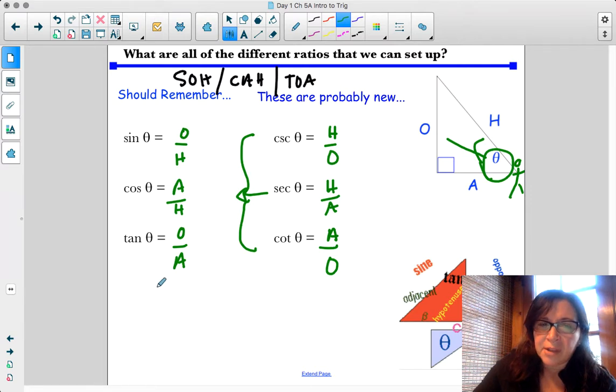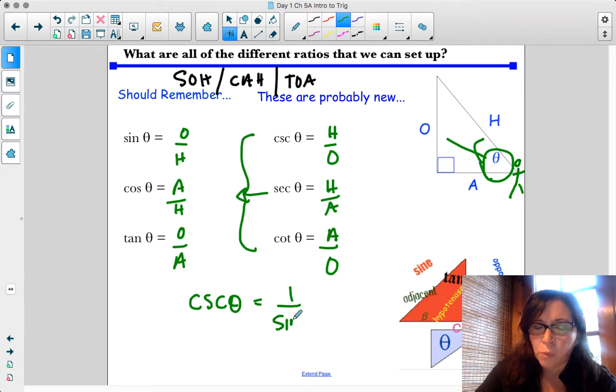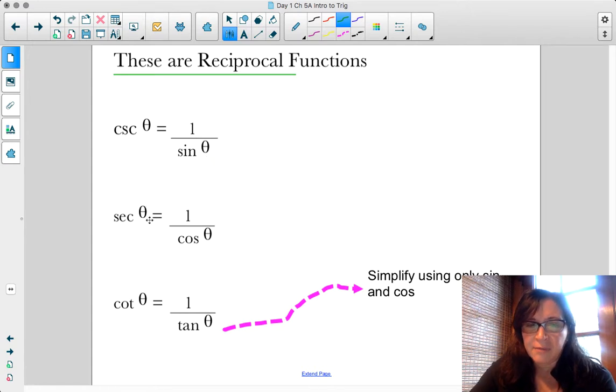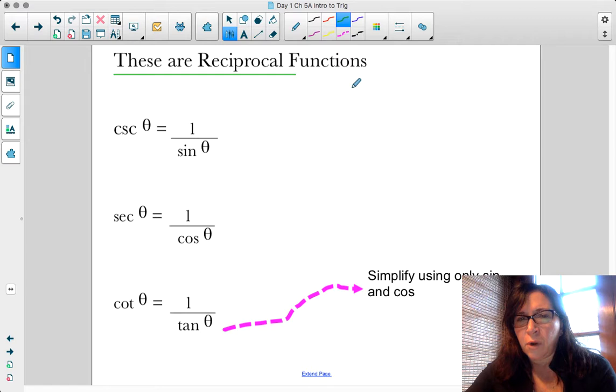Reciprocal functions basically mean that, for example, cosecant of theta is equal to 1 divided by sine of theta. This is what I was just talking about. Cosecant is 1 divided by sine of theta, secant of theta is 1 divided by cosine, and cotangent of theta is 1 divided by tangent. One other thing, we're also going to see another identity, tangent of theta.